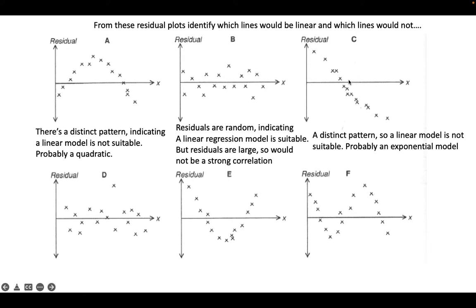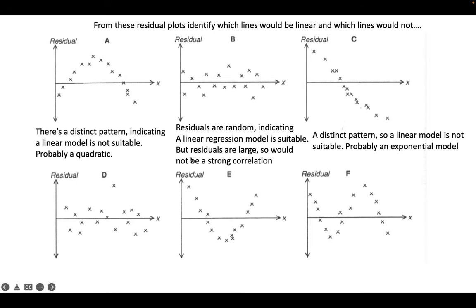C, again, there's a distinct pattern. You can see that your residuals are starting high, coming down low to zero, and then continuing back down to a large negative value. So a linear model wouldn't be suitable for that either. It's probably some sort of exponential model.